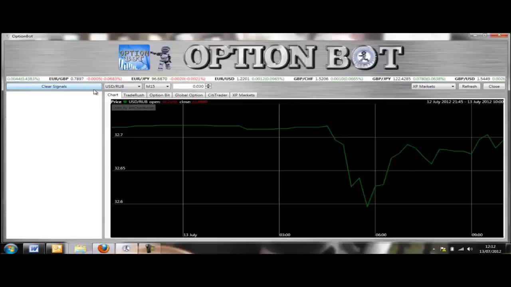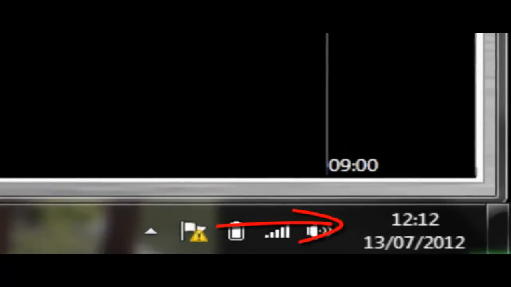When such a large jump like 0.030 or 300 pips occurs in just 15 minutes, you need to apply a "what goes up must come down" logic and vice versa, and then place your trade immediately to turn this fluctuation into profit. This is how you can utilize OptionBot to consistently win more trades. With the basic functionality of OptionBot covered, let's look at the time. As you can see, it's 12:12 p.m. on the 13th of July, 2012.